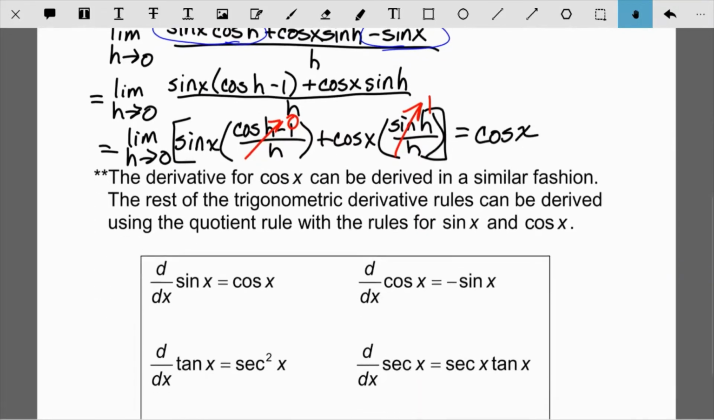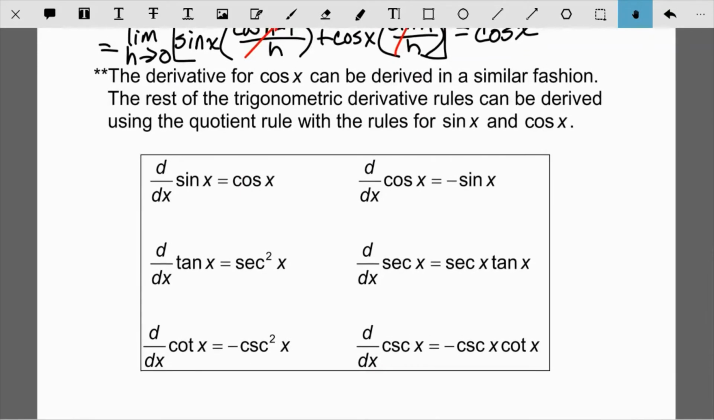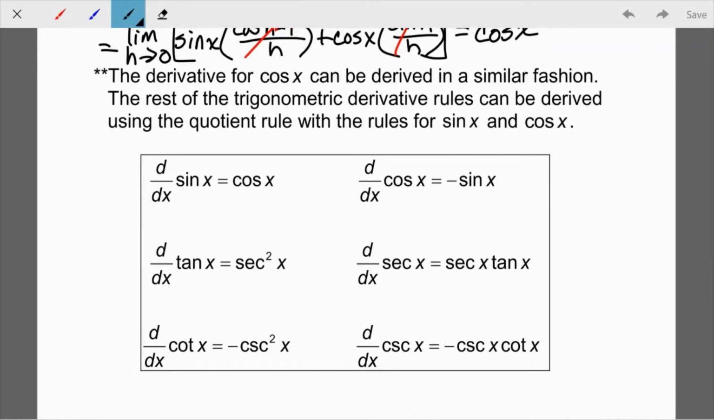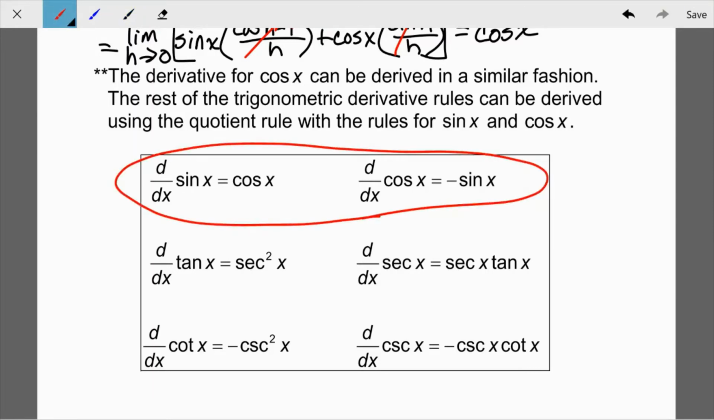So in the end, we could actually do the same process to get the derivative of the cosine function to be negative sine. So if you look at these first two derivative rules, those are what I call kind of the base trig derivative rules.